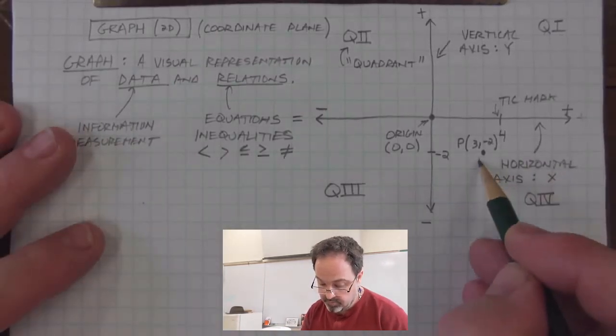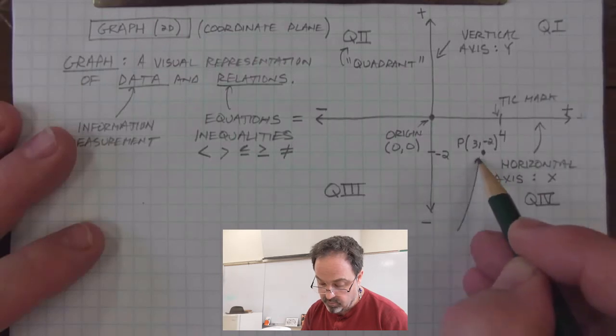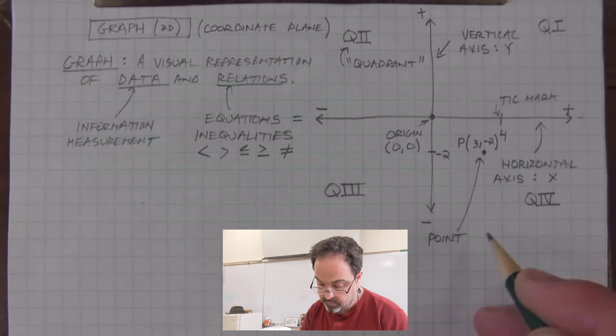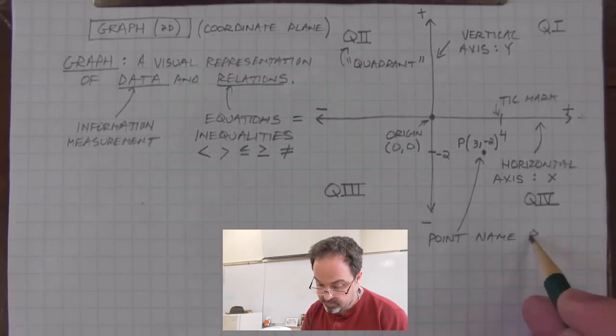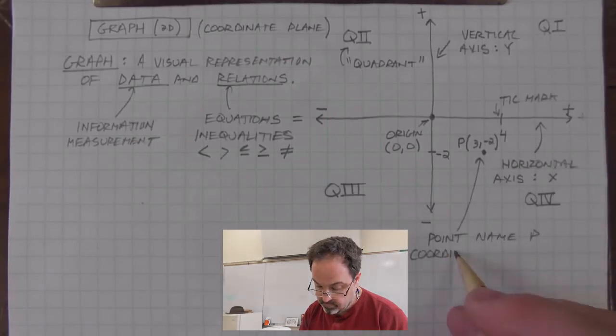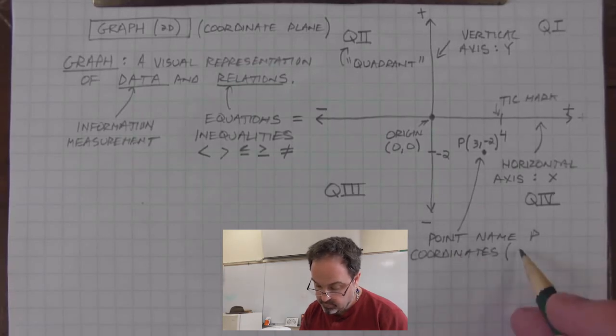This is a point that has coordinates. The point name is P, and the coordinates are 3, -2.